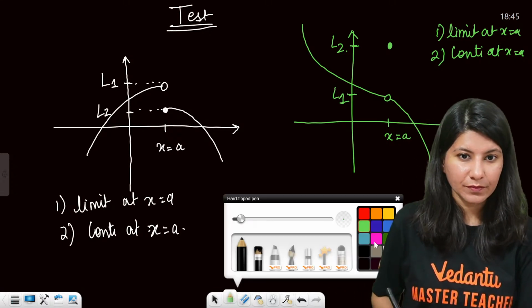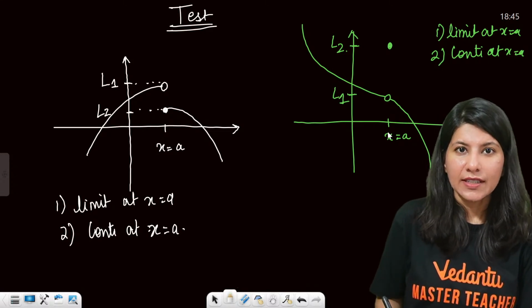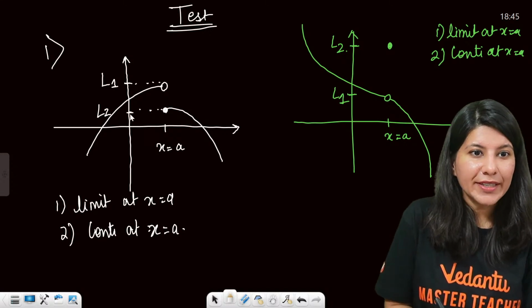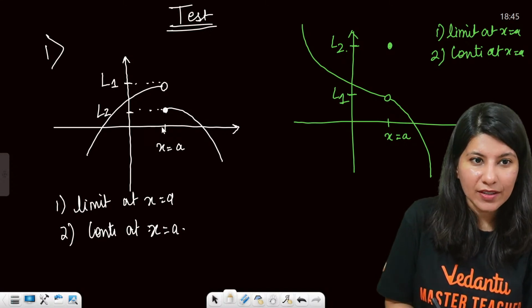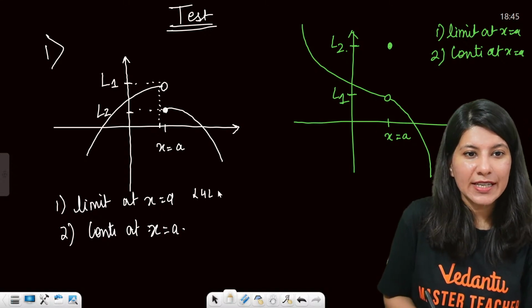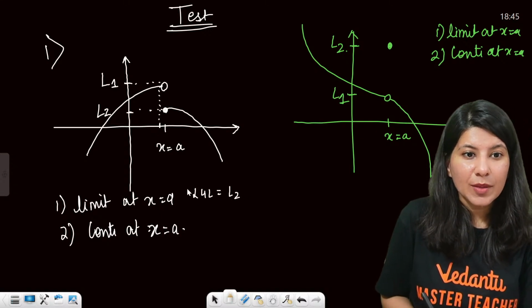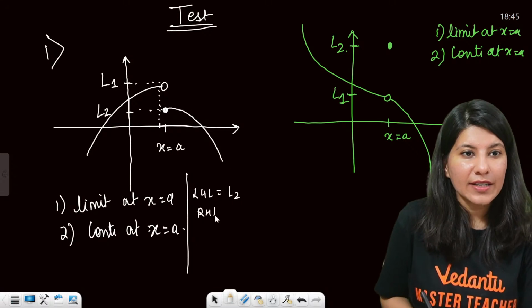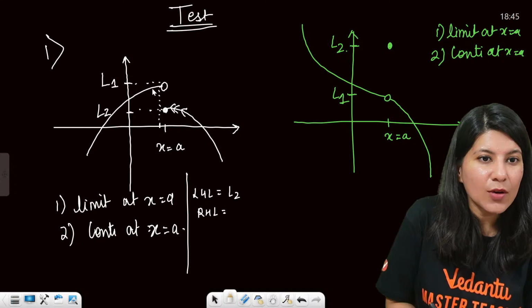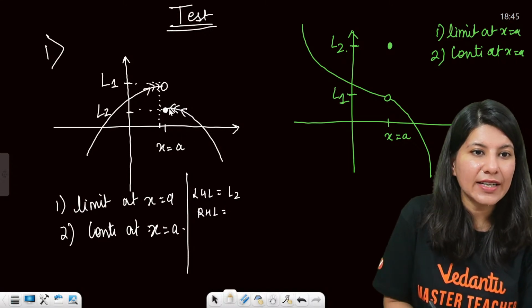Okay. All right. Now, let us look at the first graph. Clearly the left hand limit of this graph will become what? L2. So LHL is L2. What about RHL? RHL means you are approaching the graph from the right hand side. Can you see this is how you approach? This is left hand side, this is right hand side.